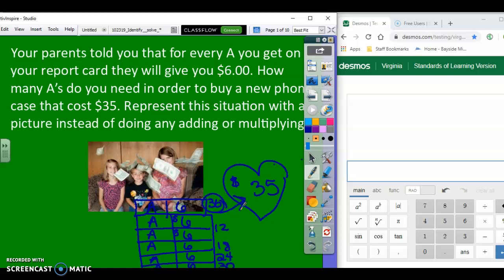So how many A's do I need? 1, 2, 3, 4, 5, 6. So I would need 6 A's. You may have come up with a different way, but hopefully your answer was you need 6 A's.